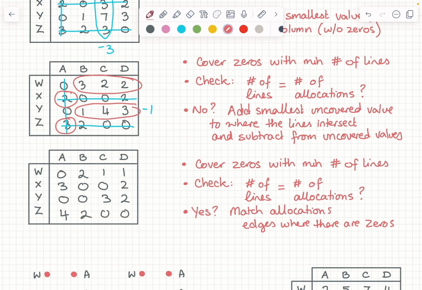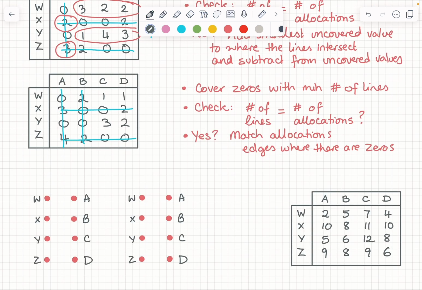Now let's try again with our lines. We can put this one, this one, this one, and we have to add another one. It doesn't really matter how. So 4 lines, 4 allocations. We stop. Next, where there are zeros, we have edges. So all these zeros are going to turn into edges.